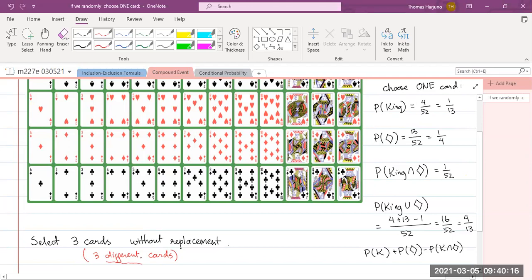In practice, when we say select 3 cards, it actually means this one. Even if I don't use the phrase without replacement, even if I don't use the word different, it means just this. If I want to select 3 cards with replacement, then I need to say it explicitly.